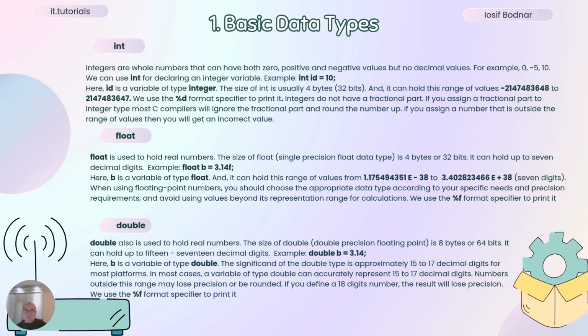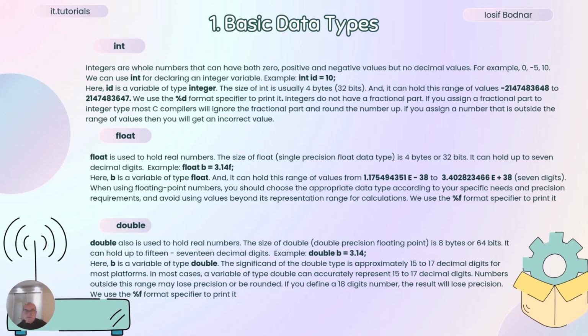The next basic data type is float. Float is used to hold real numbers. The size of float is 4 bytes, which represents 32 bits. It is called also single precision float data type because it can hold up to 7 decimal digits. Here you have an example. Here b is a variable of type float because we use here this keyword float.